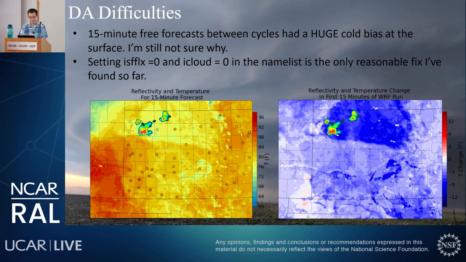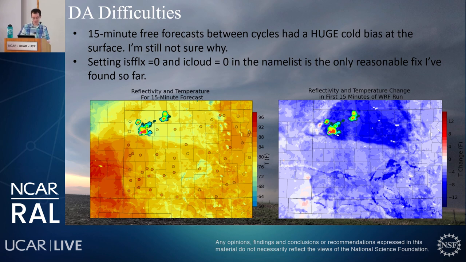So I've run into a number of notable difficulties with assimilating this data set. The biggest one right now is that the 15-minute free forecast between cycles had this huge cold bias at the surface. I'm still not sure why. So setting ISF flux and iCloud to zero in the namelist is the only reasonable fix I've found so far. But that's not something I want to keep doing, because that's supposed to be the setting for an idealized run and not a real data run.